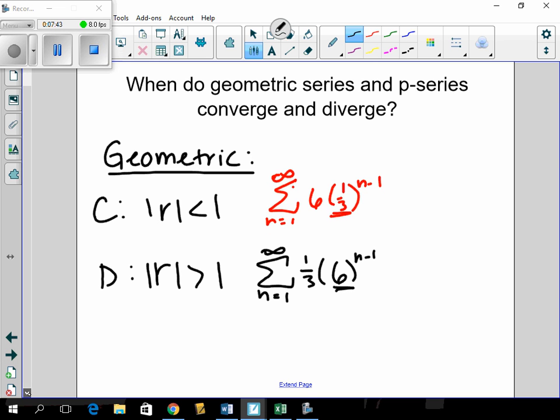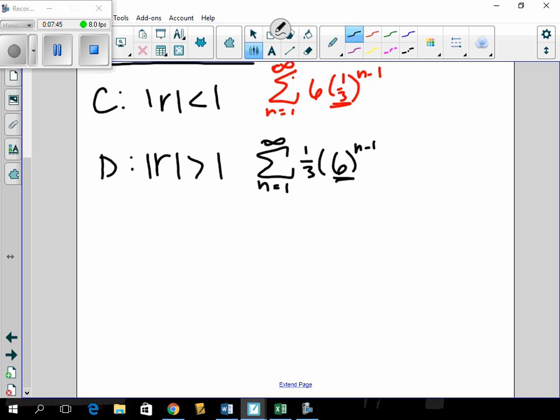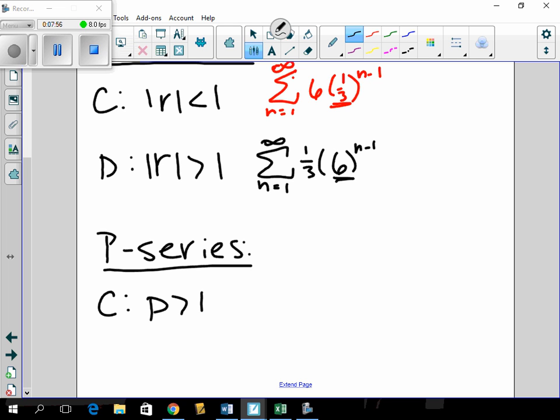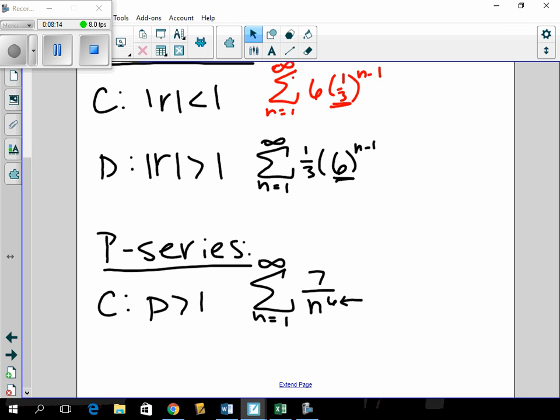So that's for geometric. Now for p-series, our conditions are kind of flip-flopped. For a p-series to converge, my p needs to be greater than 1. We looked at the series n equals 1 to infinity of 7 over n to the 6th. That p attached to the n, what the n is being raised to, is greater than 1. So this series is going to converge. It's going to hit a number.